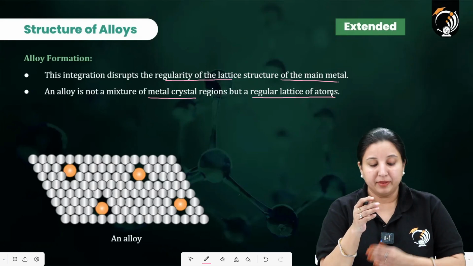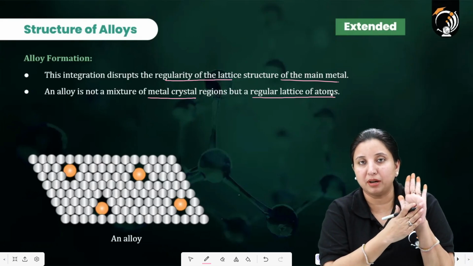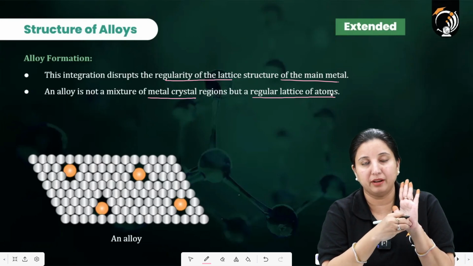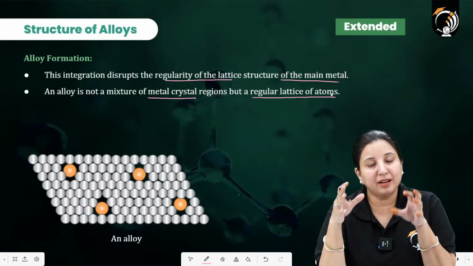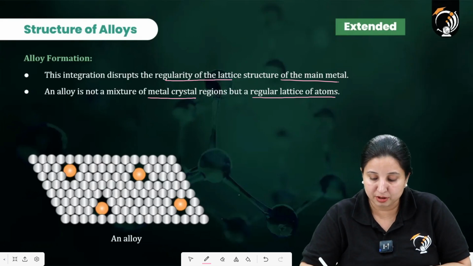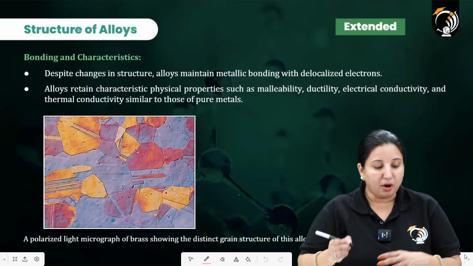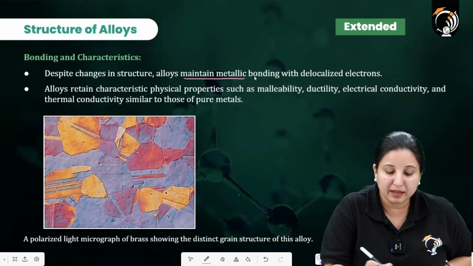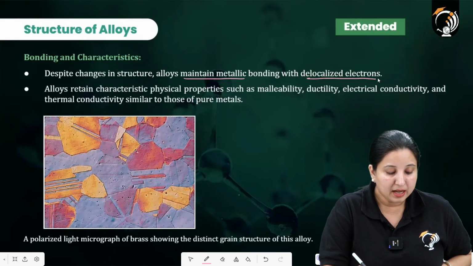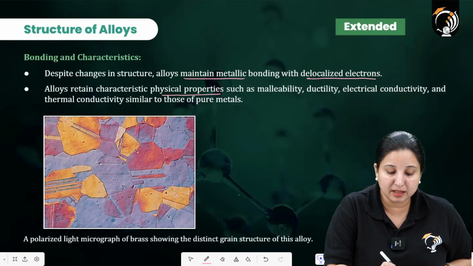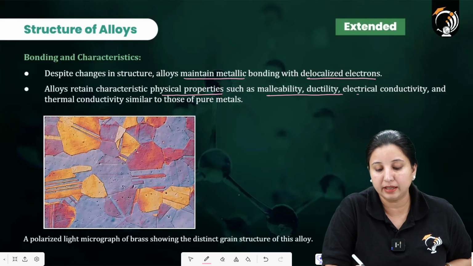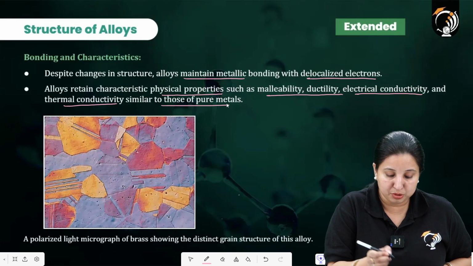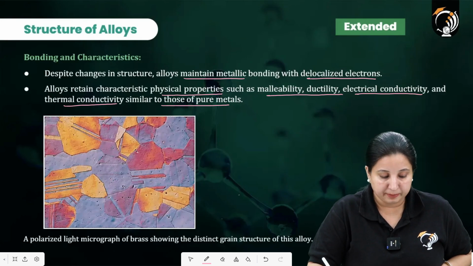So, understood over here? Suppose this is the structure of one metal, so the atoms of another metal are going to come in between over here and they form a perfect regular lattice of that particular structure. Bonding and characteristics: despite changes in structure, alloys maintain metallic bonding with delocalized electrons, and they retain physical properties such as malleability, ductility, electrical conductivity and thermal conductivity similar to those of the pure metals.